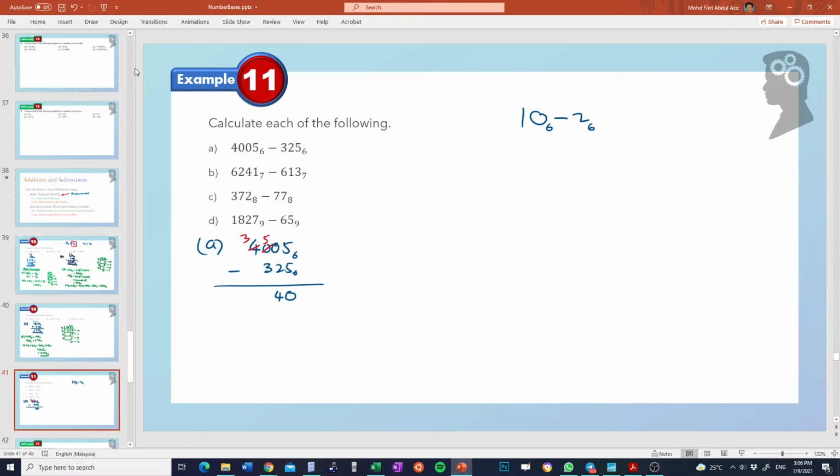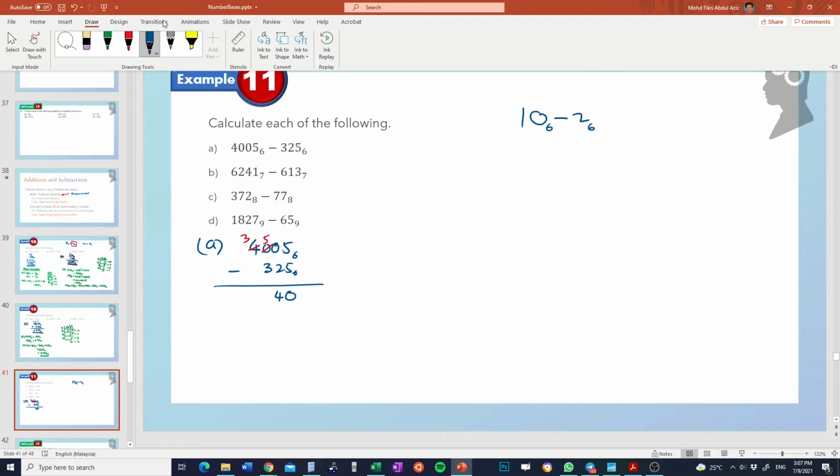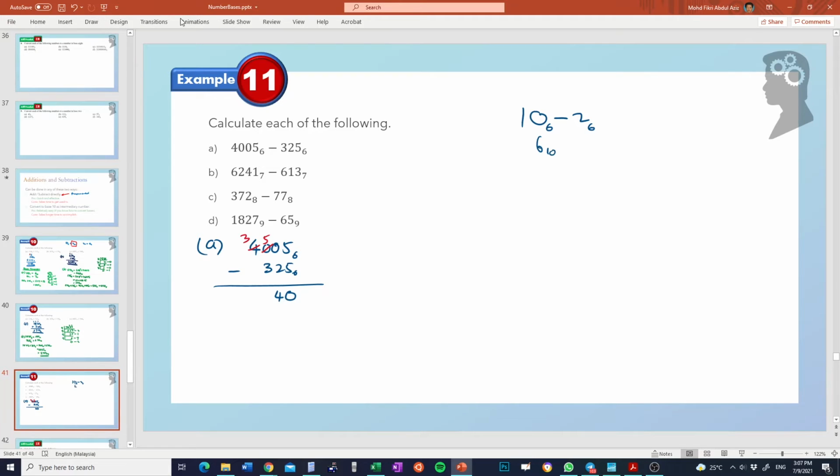So, 1 0 minus 2 is not 8. It's not 8. Because 1 0 in base 6 is basically 6. It's basically 6 base 10. Okay. 1 0 base 6 is equal to 6 base 10. Boleh faham, Aimi? Oh, faham. So 6 minus 2 is 4. Okay. So 1 0 base 6 minus 2 base 6 is basically 4 base 6. Bukan 8. Alright, faham cikgu.